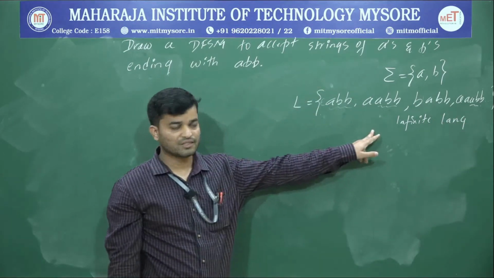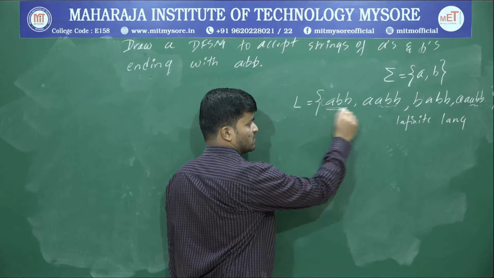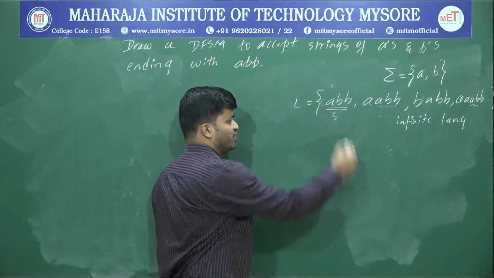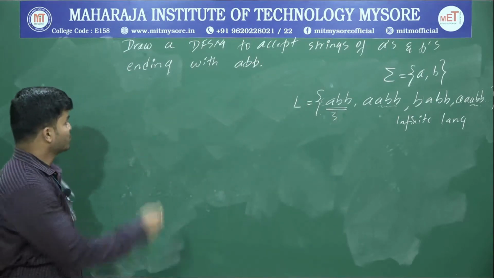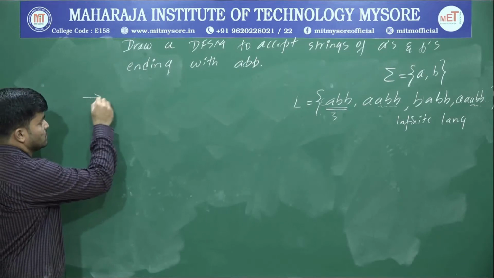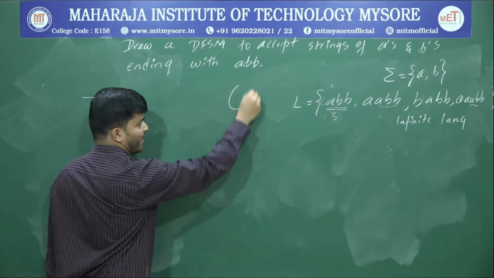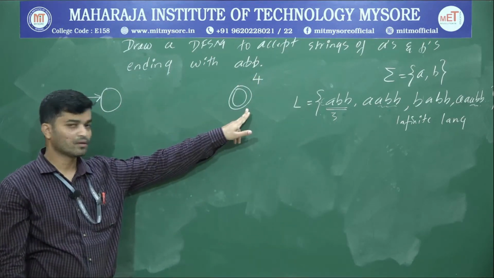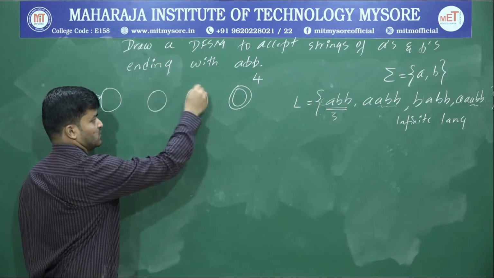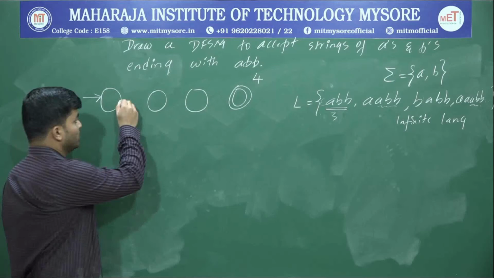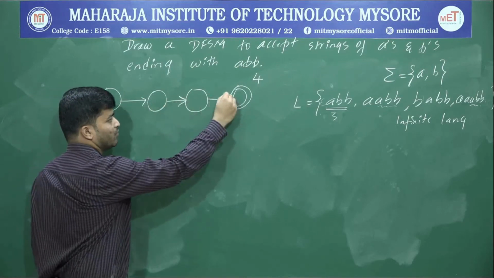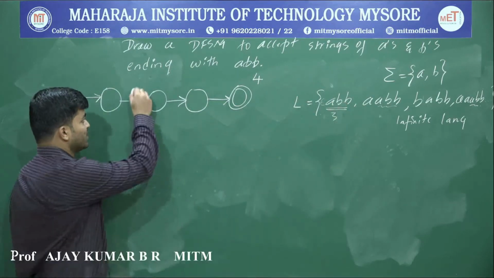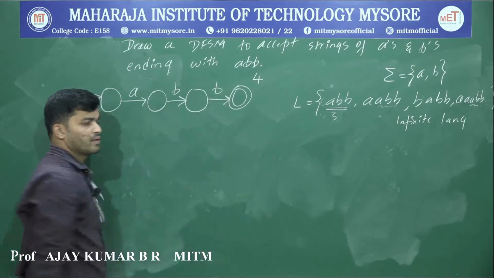Whenever the language is infinite, just underline the minimum length string. What's the minimum length string? ABB. What's the length of that? 3. If it is 3, how many states? 4 states. One should be the start state, and one should be the accepting state. Remaining 2 should be intermediate states. Next connect all these 4 using arrows. Next whatever string we have here, ABB, you write that as it is, ABB.